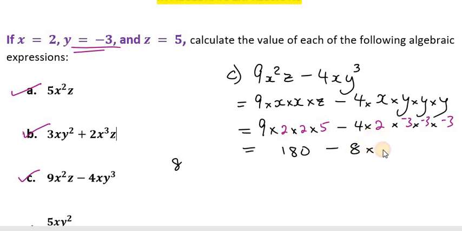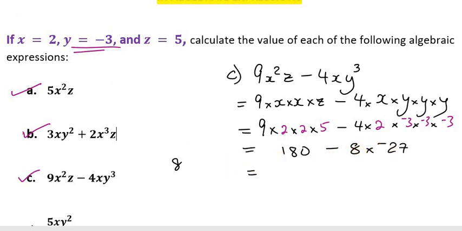So that's 8 multiplied by negative times negative times negative, that's negative. 3 3s, that's 9. 9 3s, that's 27. So we have 180 minus the product of 8 and negative 27.